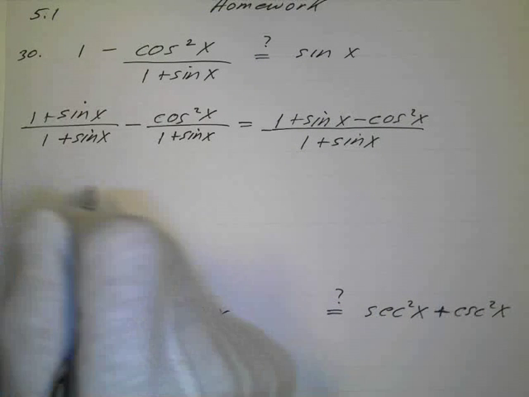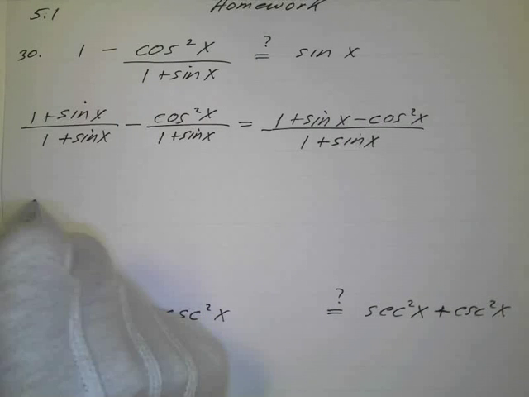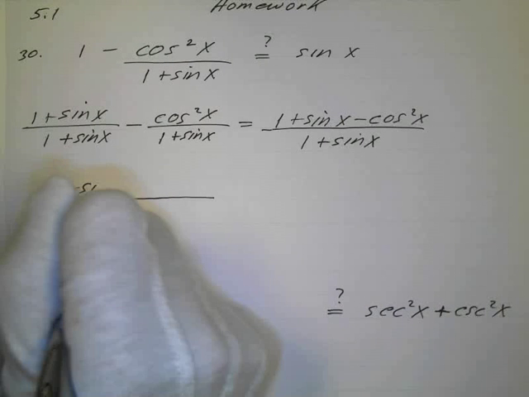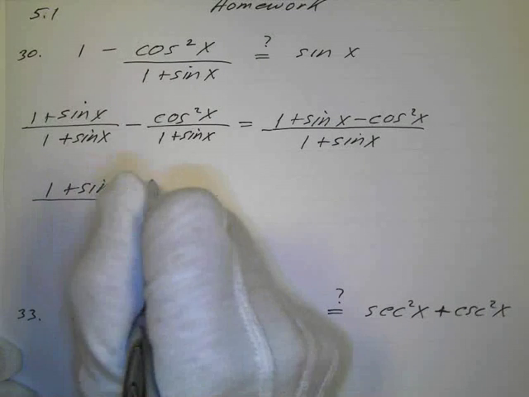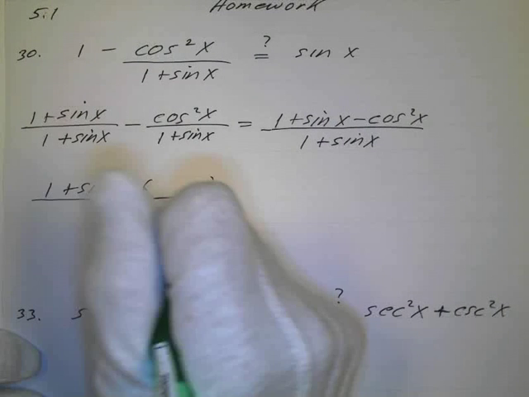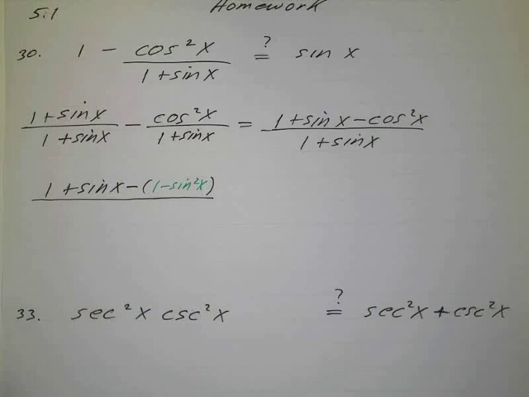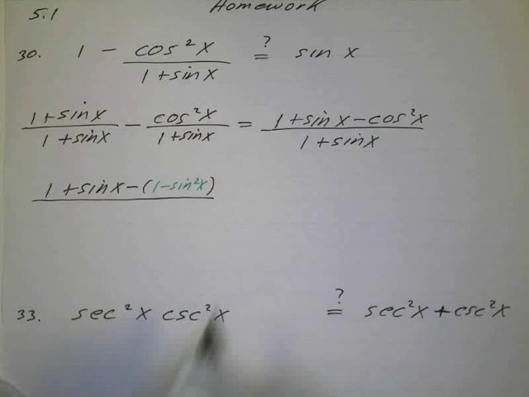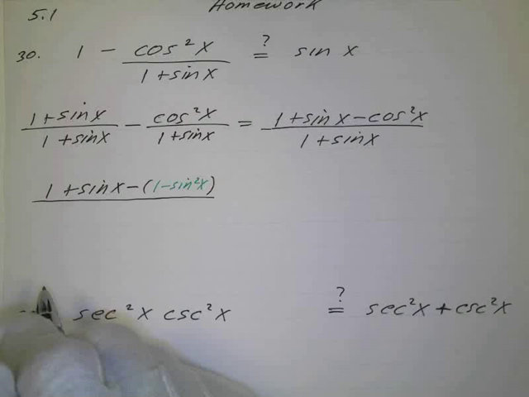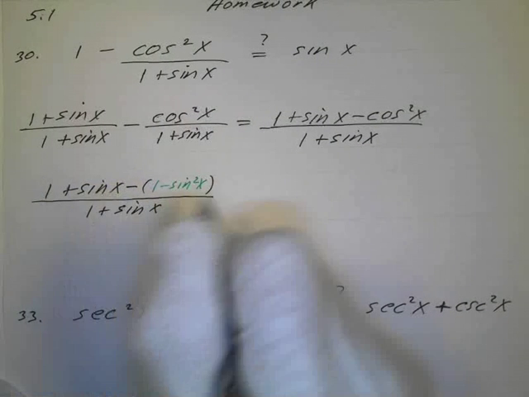So this is going to be the same thing, so I'll write my fraction bar over here. This will be 1 plus the sine of x minus, and remember we talked about this identity before, the cosine squared of x is 1 minus the sine squared of x. And that's from our Pythagorean, you know, cosine squared plus sine squared equals 1, so we can easily find cosine squared in terms of sine squared and sine squared in terms of cosine squared. That's easy to do. And that's still all over 1 plus the sine of x.